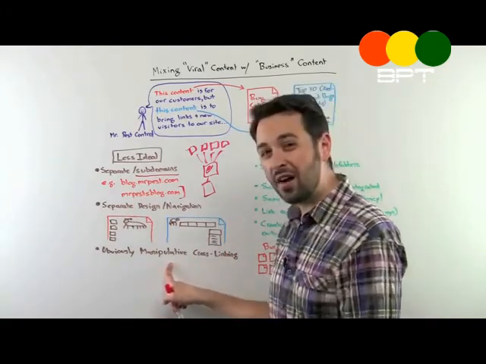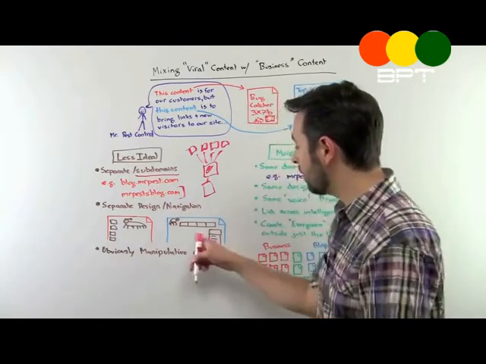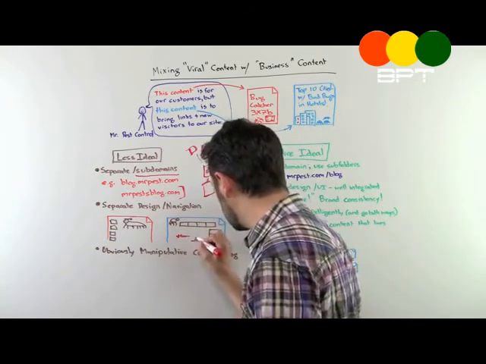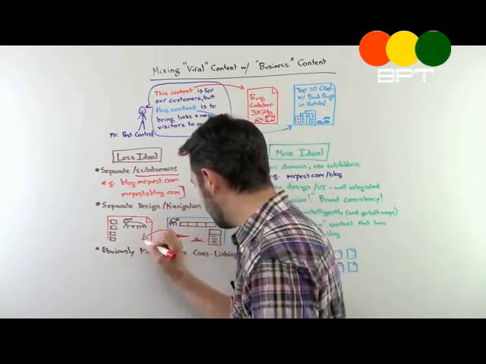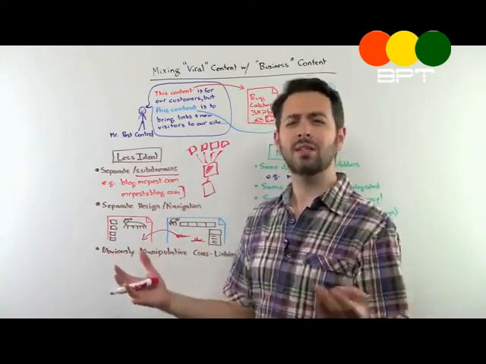And finally, obviously, manipulative cross-linking. So many times I see this where people are like, oh, I've got my blog, so I'm just going to pepper in these anchor text-rich links here and here, and they're going to point back over to these pages on the business side. No, what are you thinking?